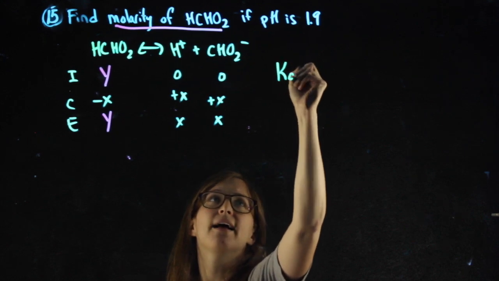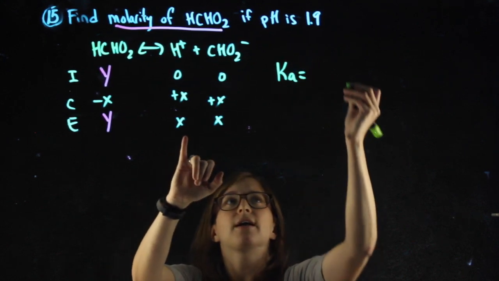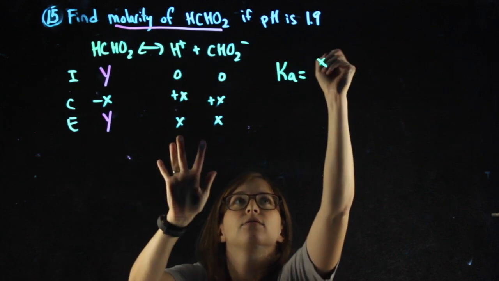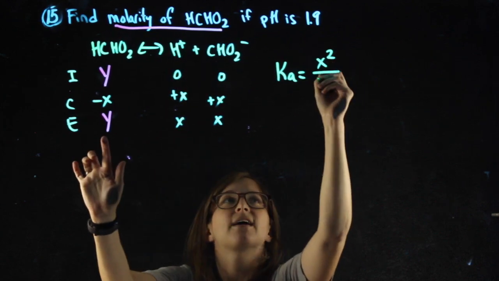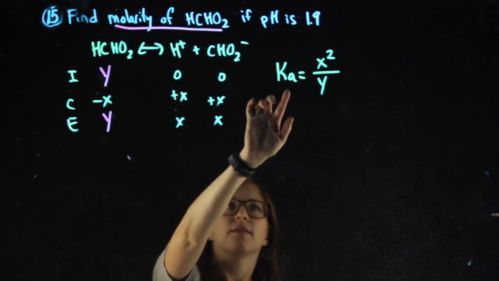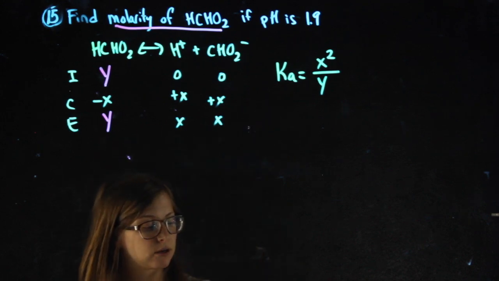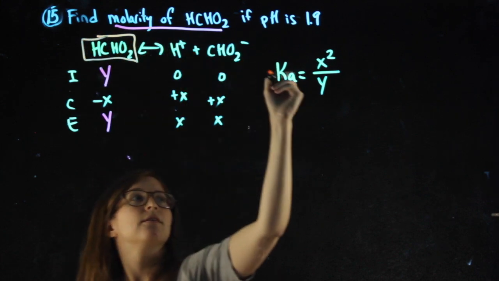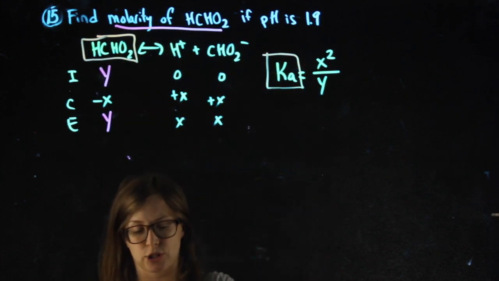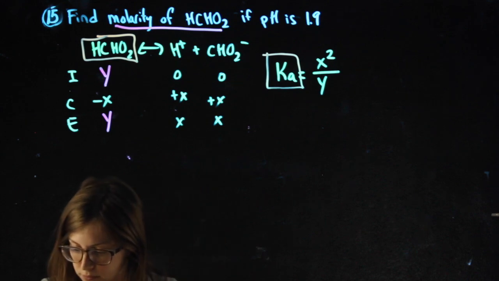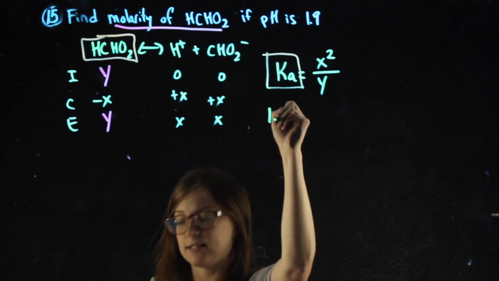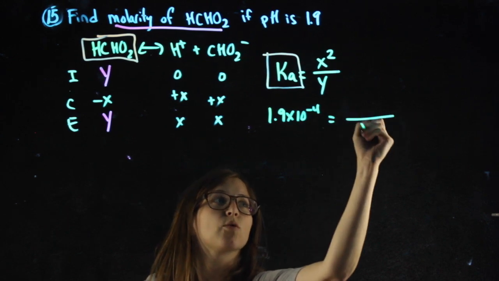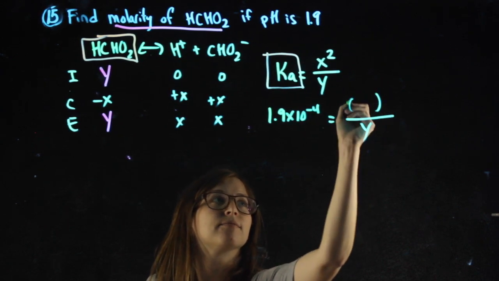I can set up my Ka to be products, X times X, or H plus times this value, X squared, over reactants. The Ka value I can get from my chart. It will be the Ka value for whatever I dissociated, HCHO2. 1.9 times 10 to the negative 4 equals X squared over Y.